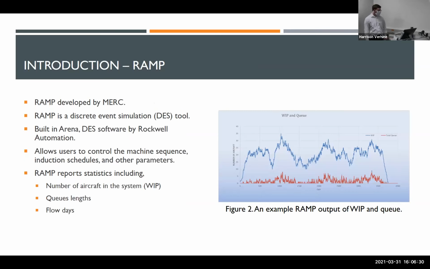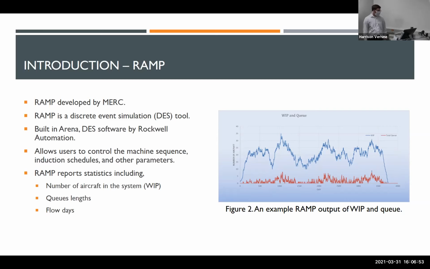As mentioned, RAMP is a simulation tool developed by Mercer Engineering Research Center. It is a discrete event simulation tool intended for use by ALCs. RAMP is built inside Arena, which is a simulation software. RAMP allows users to control many parameters, including the machine sequences and induction schedules. This allows for a variety of simulations to be run and compared.